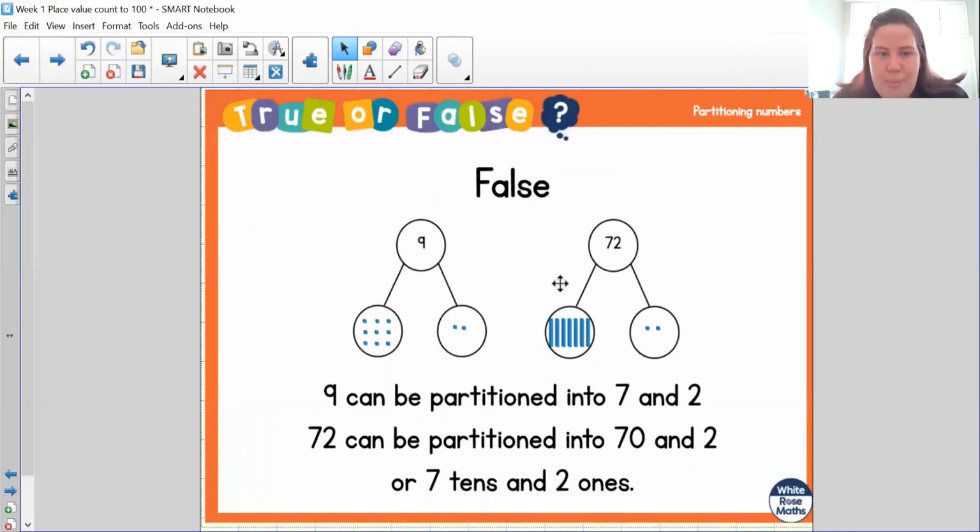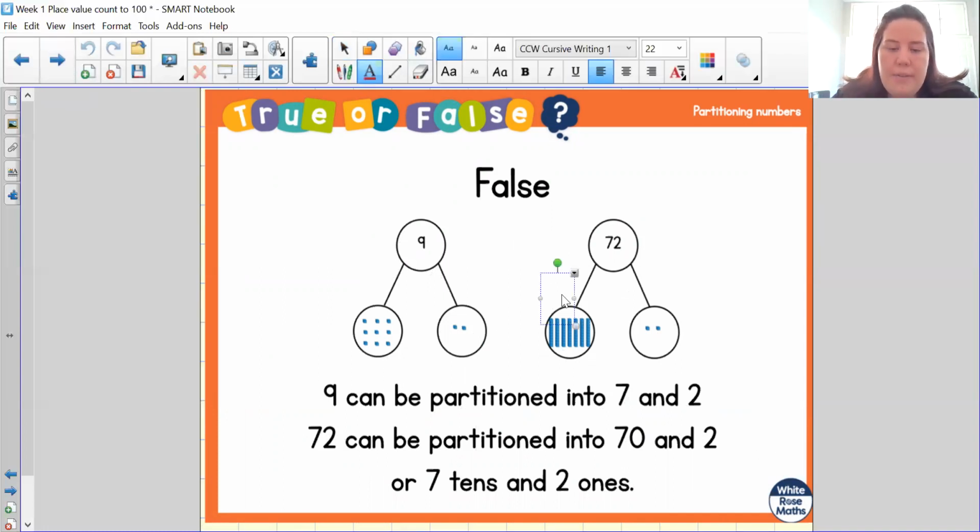Well, it is false, because 9 can be partitioned into 7 and 2. So if I had 9, I can make 7 and 2. But if I wanted to make 72, it can't, because it needs to be partitioned into 70 and 2. So that means that it needs to be 70, and then in the second part needs to be 2. So you need 7 tens and 2 ones.